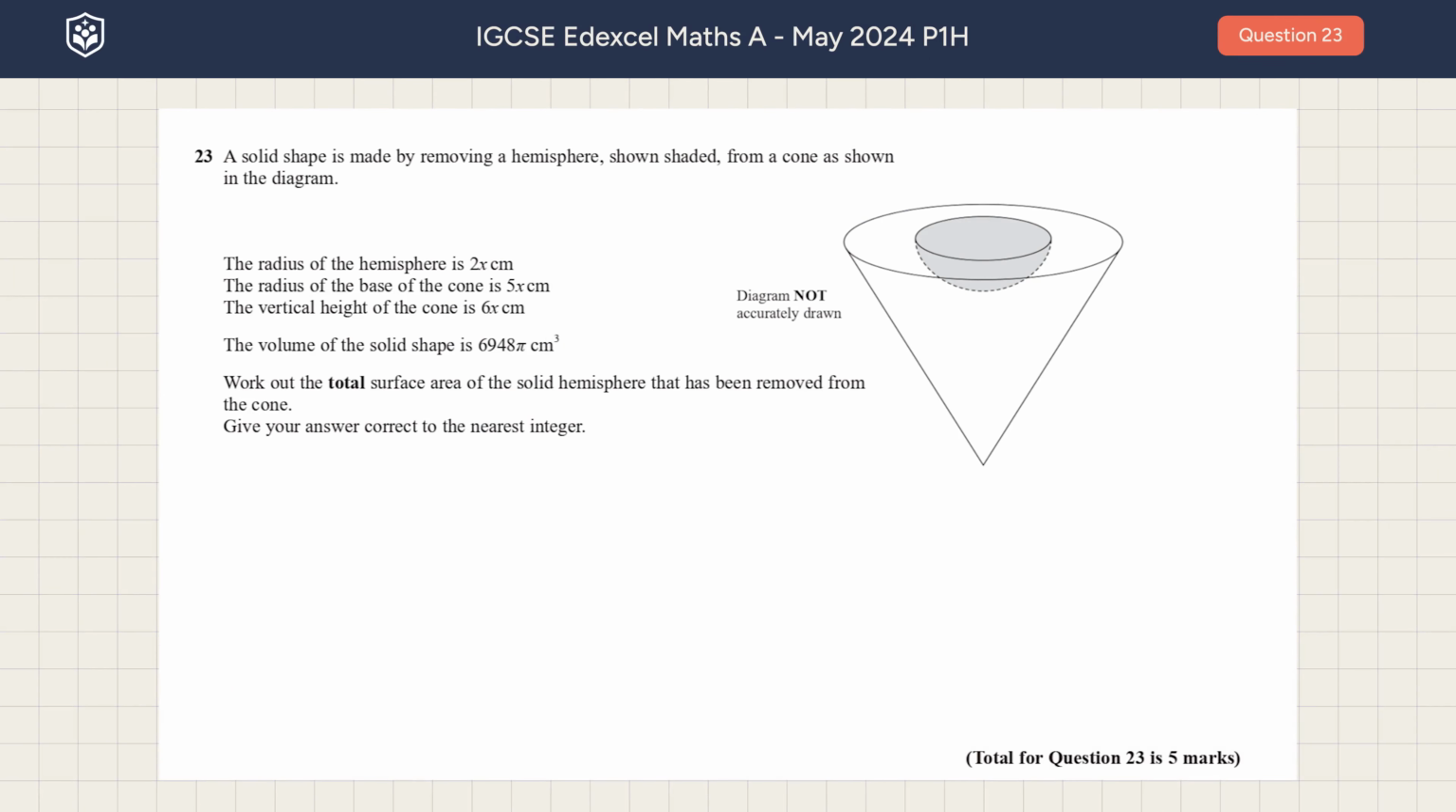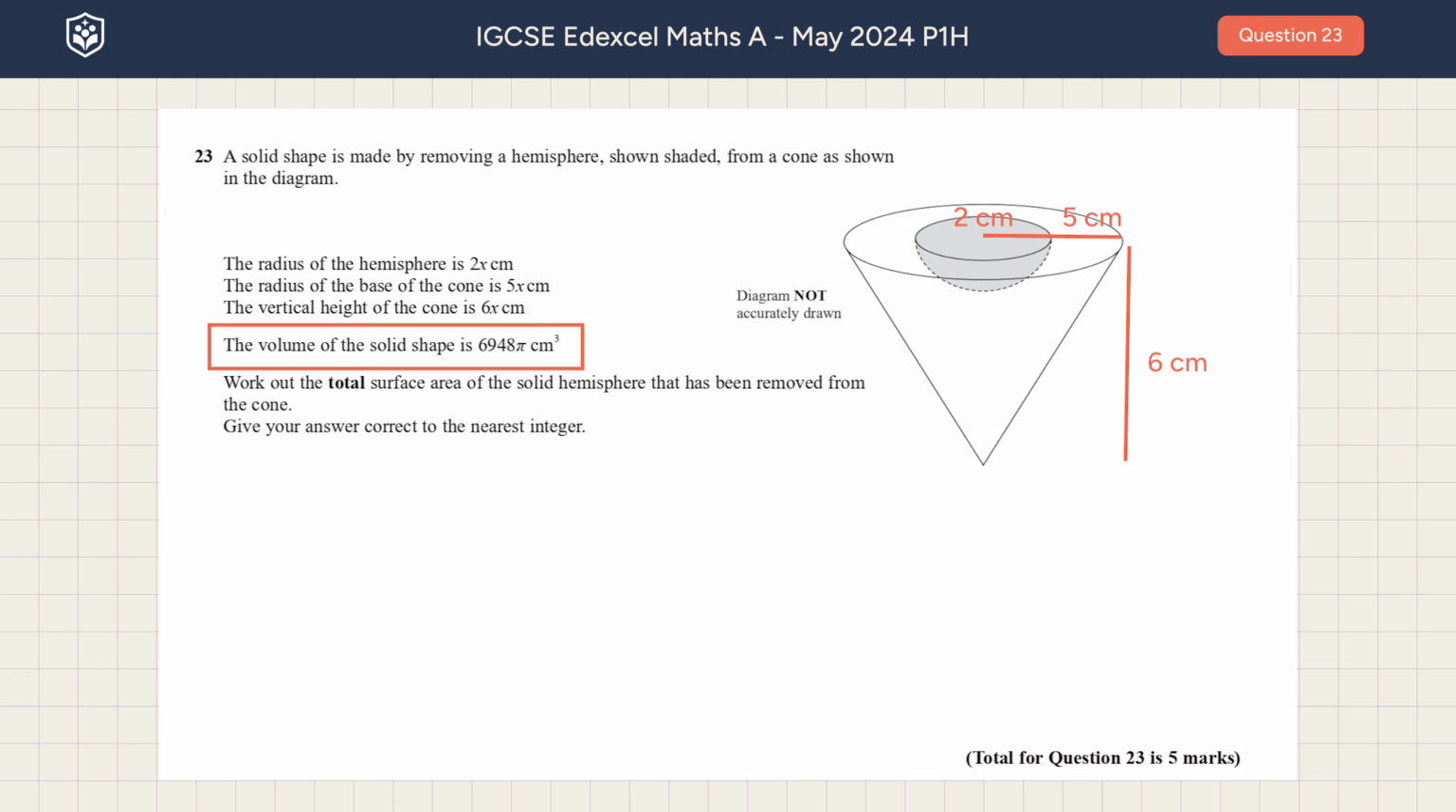On to question 23. We are shown a solid shape made by removing a hemisphere from a cone, and we are asked to work out the total surface area of the solid hemisphere that has been removed from the cone. We are told the radius of the hemisphere is 2x centimeters, and the radius of the base of the cone is 5x centimeters, and the vertical height of the cone is 6x centimeters. And lastly, the volume of the solid shape is 6,948 pi centimeters cubed.